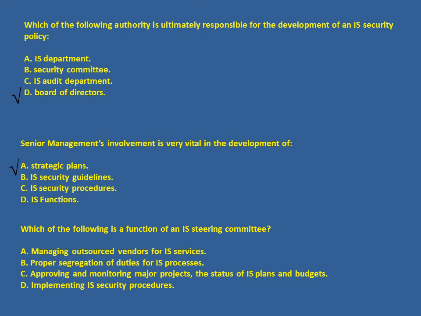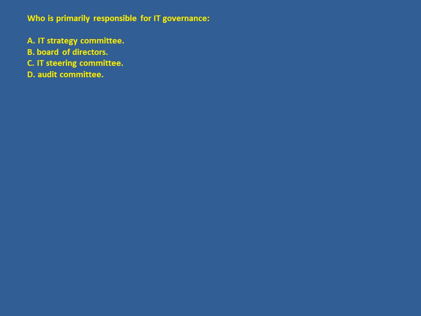Next question. Which of the following is a function of IS steering committee? This we discussed. The role of IS steering committee is to monitor the major projects and approve the same. Option A, B and D are the routine activity to be taken care by IT department. So, who is primarily responsible for IT governance? Again, primary responsibility is of board of directors.